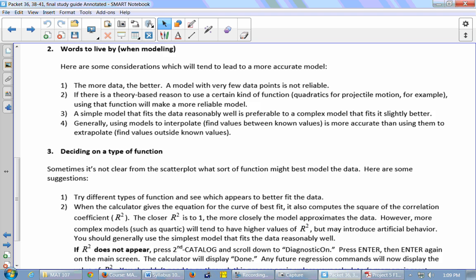A simple model that fits the data reasonably well is preferable to a complex model that fits it only a little bit better. So if your R value or your R squared value only goes up by 100th or 1,000th, you might as well just go with the simpler model and make your life easier. Generally, using models to interpolate, which means finding or making predictions between known data points, is much more accurate than using a model to extrapolate, which is making predictions outside of your data set.